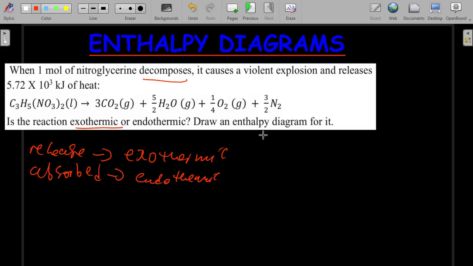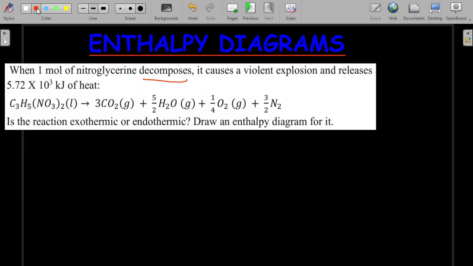For an exothermic reaction where heat is being released, the enthalpy diagram will look like this. I start with the exothermic reaction. Then when I'm done with the enthalpy diagram for the exothermic reaction, I will also show the enthalpy diagram for an endothermic reaction, just to give you a clear view of how it should look. But to answer our question, let's start with the exothermic reaction.